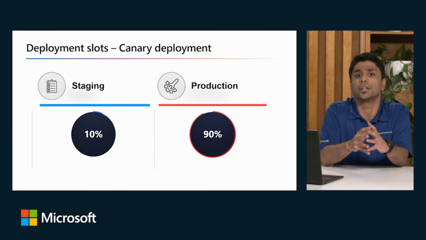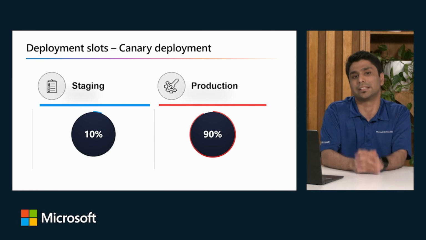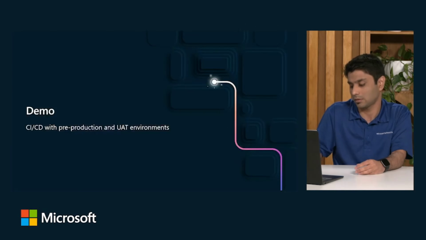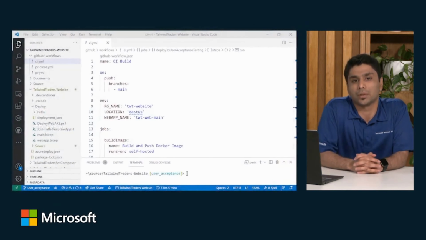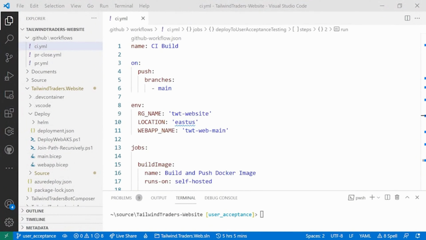Take note how our UAT environment also gets its own staging slot. Now let's go ahead and check it out. We are back on our code again, and we are working on a short-lived branch, this time called user acceptance. Development environments are helpful, and so is our approval gate.